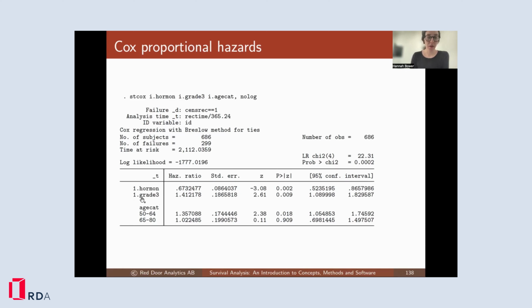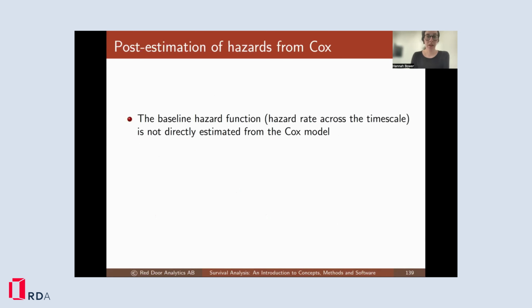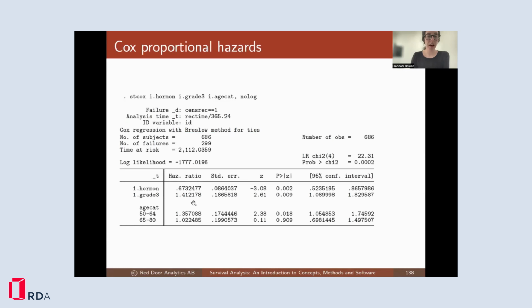Now we also have a hazard ratio for grade 3. So the hazard ratio comparing those who had a grade 3 cancer versus those who had other grades. And then we also have age category hazard ratios, which are comparing the middle age category to the youngest, and then the oldest age category to the youngest category. So we can see that actually our hazard ratio doesn't change that much once we adjust for grade and age. We previously had 0.69, now we have 0.67.